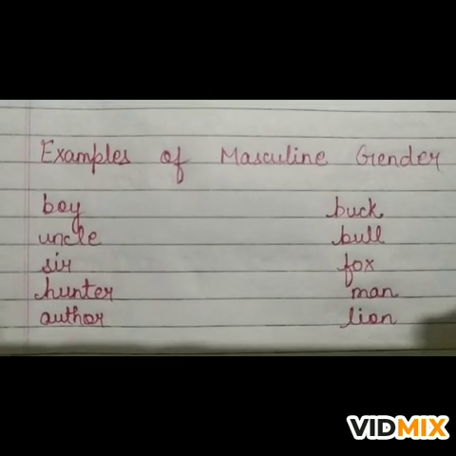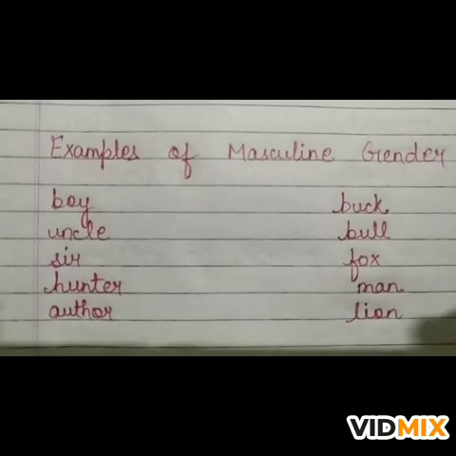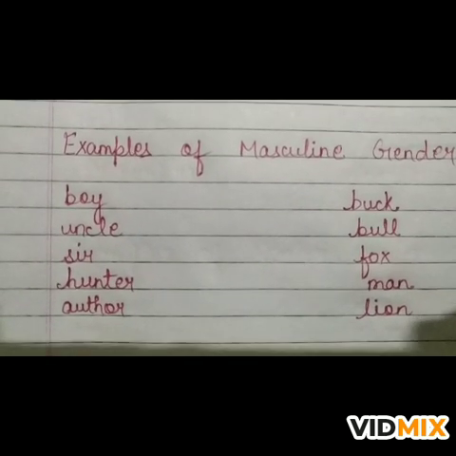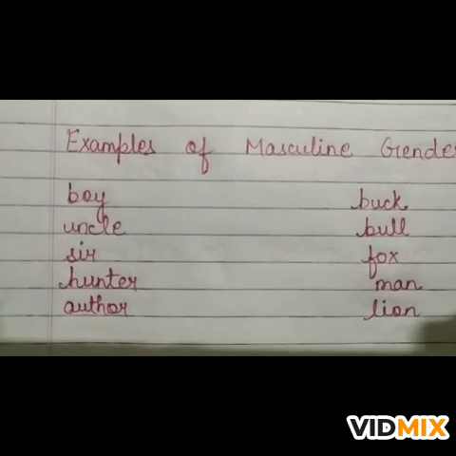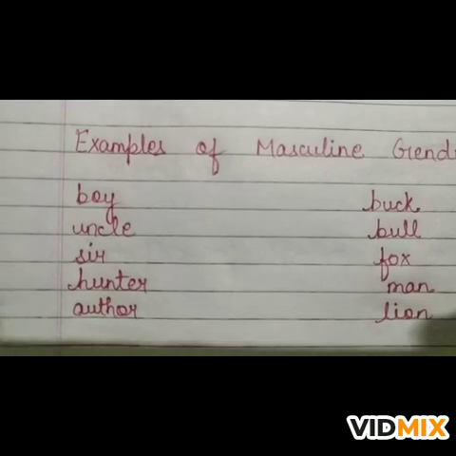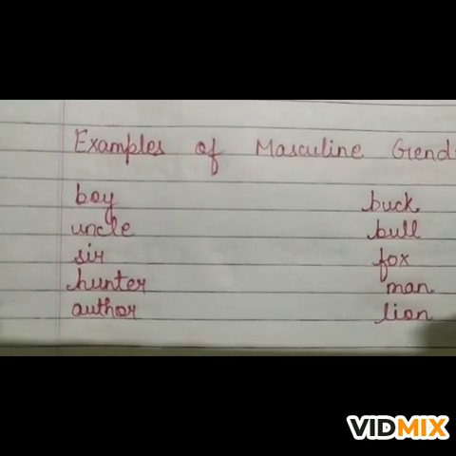Number one is the masculine gender. Masculine gender are those under which all the male categories of persons as well as animals come in this. Okay? For example, boy, peacock, uncle, grandfather. All these are examples of the masculine gender. Students, here are some more examples of masculine gender. They are boy, uncle, sir, hunter, author, buck, bull, fox, man, lion.